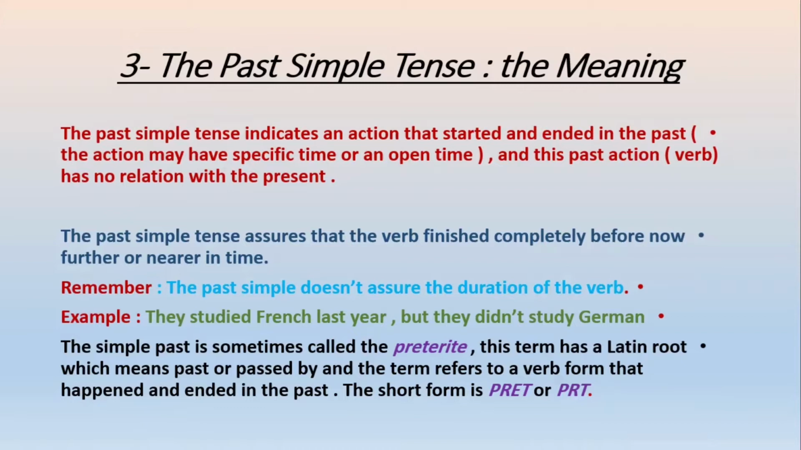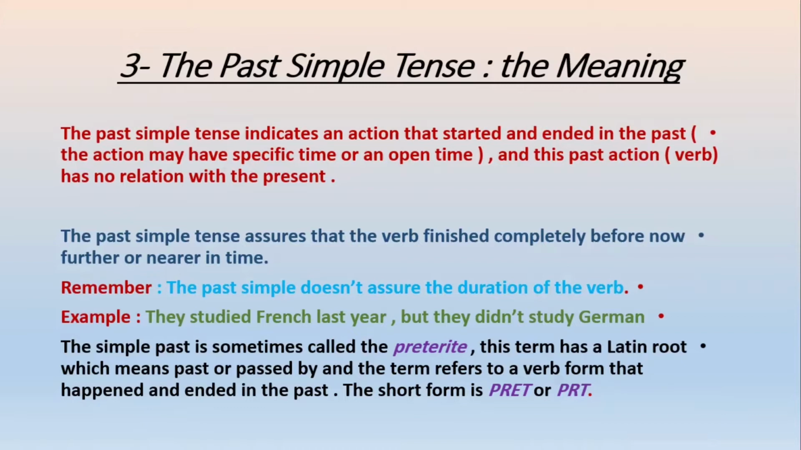For example, they studied French last year, but they didn't study German. Look at the verb studied, it ended in ed. This is a past simple tense. They didn't study. This is a past simple, but a past simple in a negative form, did not plus the base form of the verb.